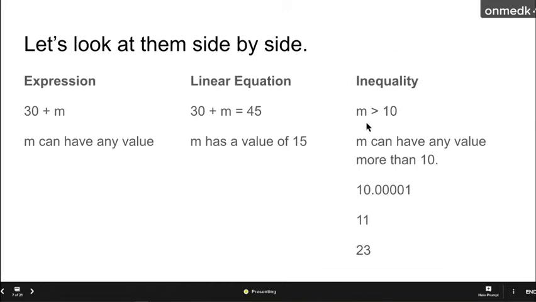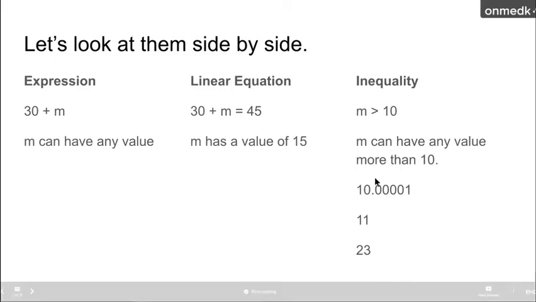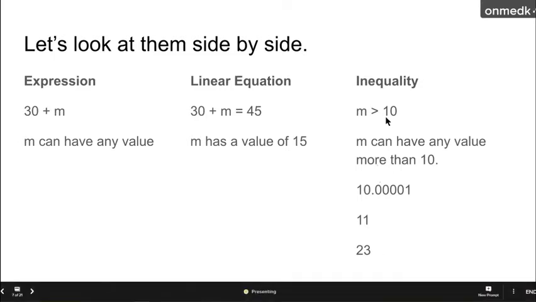In inequalities, my variable, in this case, m is greater than 10. The letter m can have any value that is more than 10. So it could be 10.0001, it could be 11, it could be 23, it could be a million, a billion, 300,000, any number that is greater than 10, but it would not be possible for this m to be 10, 9, 8, 7, or any of those numbers.